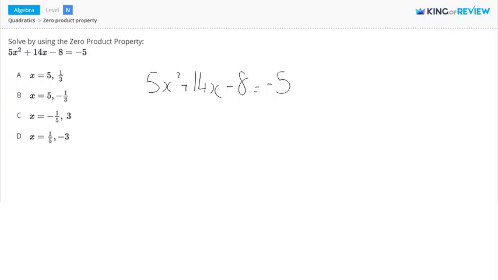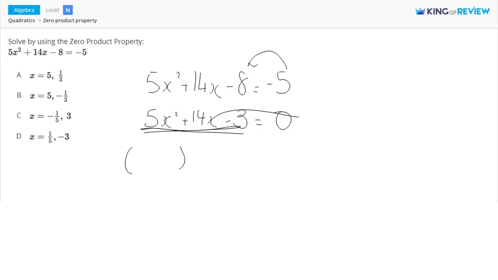Alright, so this involves one more step, because we've got to actually bring this 5 over here. So we actually have to add 5 to both sides. So it's going to say 5x squared plus 14x minus 3 is equal to 0. So now let's look at this. We can probably factor this, can't we? Let's think about how we can factor this.